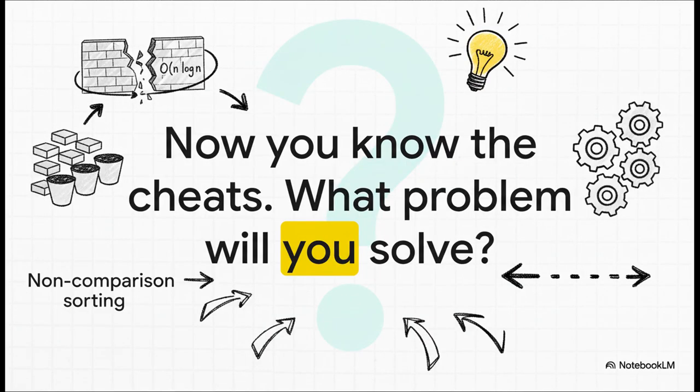So there you have it. You now know that the O(n log n) speed limit isn't some unbreakable law of physics. It's a rule that comes with some very specific conditions. And now you know three powerful, clever ways to get around it. So the only real question left is, what problem are you going to solve with them?